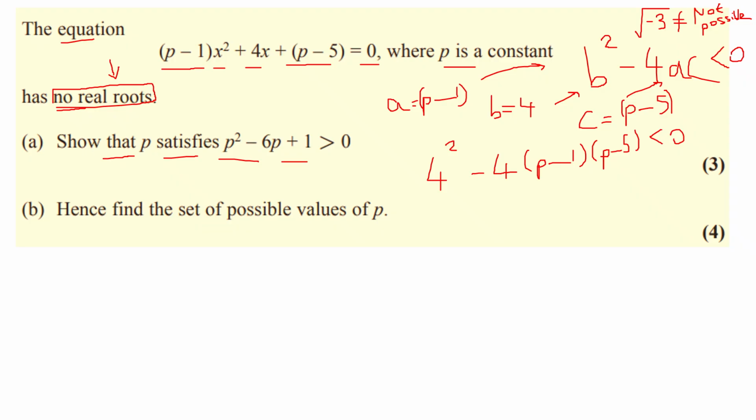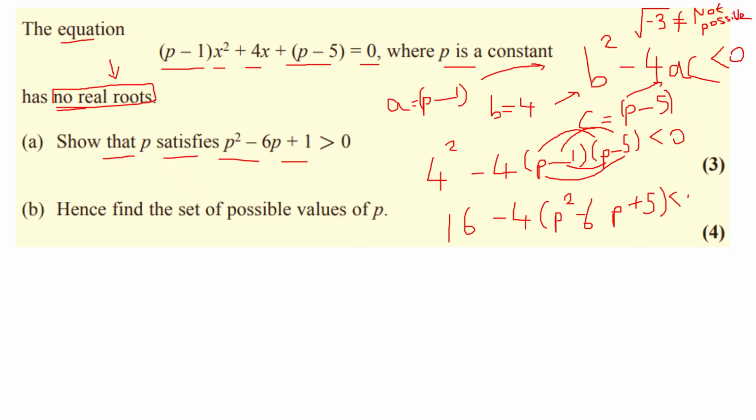Okay, 4² will be 16 minus 4 brackets. Expanding this, we have p times p is p². p times -5 is -5p. Then I've got a -1p, so that makes -6p. Sorry, I read it as a 3 there, I apologize. Then -1 times -5 will be plus 5.